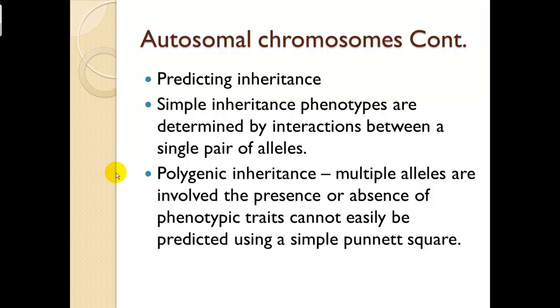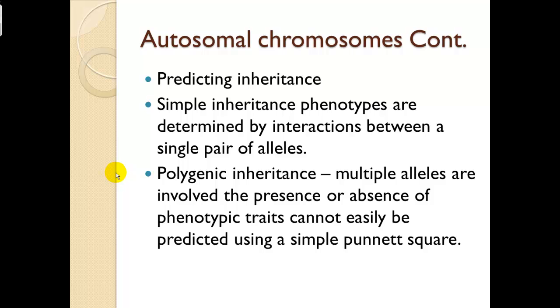Simple inheritance: phenotypes are determined by interactions between a single pair of alleles, and this would be, you get one from mom, one from dad. Polygenic inheritance, multiple alleles involved. The presence or absence of phenotypic traits cannot easily be predicted using a simple Punnett square. Polygenic inheritance is when a single trait is controlled by 2 or more sets of alleles. Most human traits are polygenic inherited. Examples would be skin and eye color, things like that.